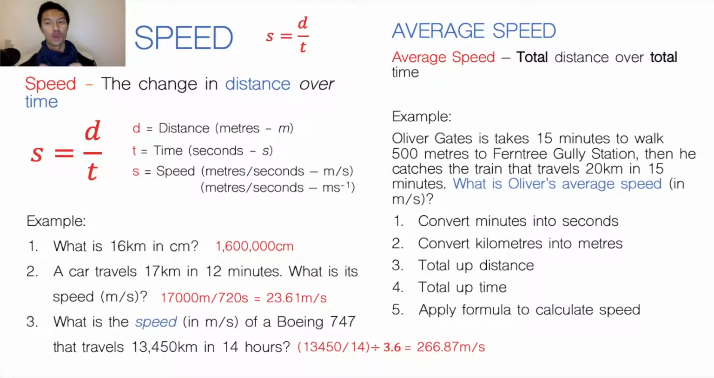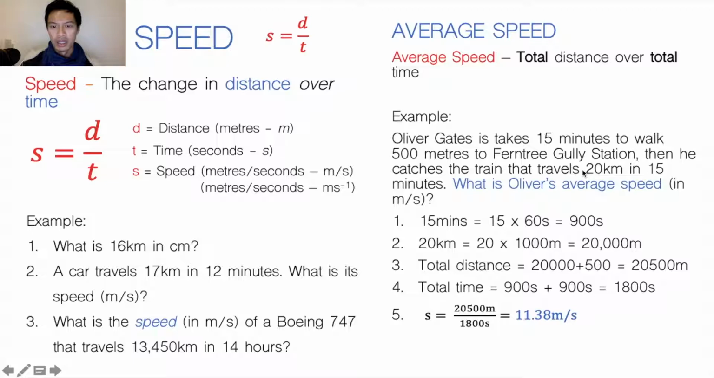The first thing you have to do is always convert your units first and make sure that they are the same as the unit that you want in the speed calculation. So in this case, I want my units for distance to be in meters and I want my units for time to be in seconds, which means I have to convert these 20 kilometers into meters and these 15 minutes into seconds. Okay, so step one, I'm going to convert the 15 minutes into seconds, and that will give me 15 minutes times 60 seconds, which is 900 seconds.